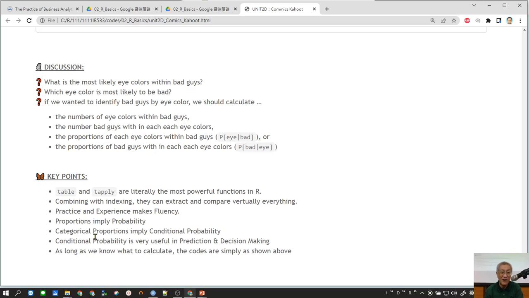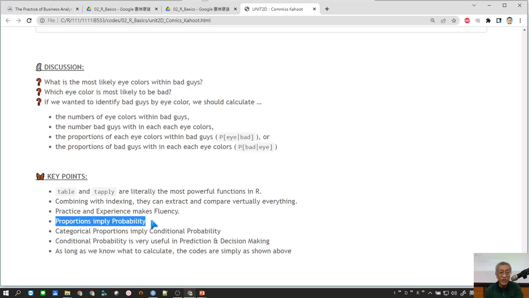Okay, so combining with indexing, you actually can use it to compare virtually everything, right? You can actually compare virtually everything. But it takes practice and exercise and experience to build your fluency, right? To build fluency.